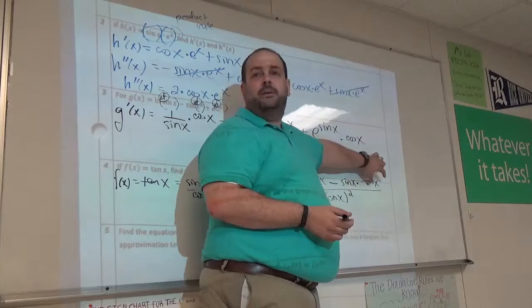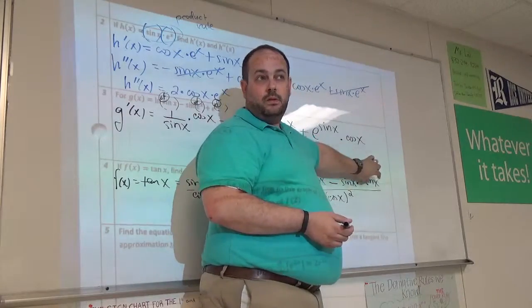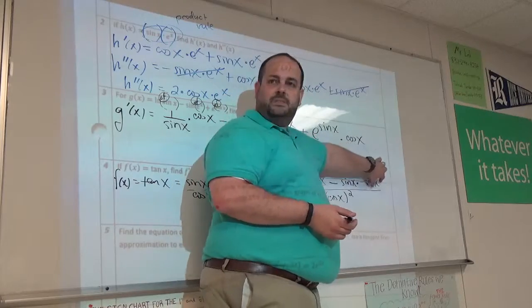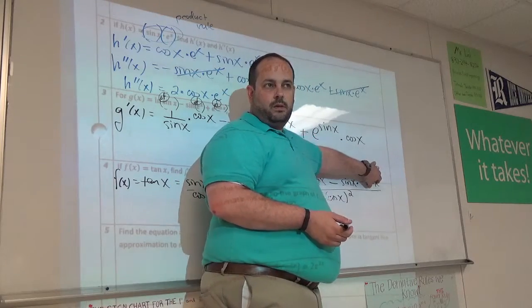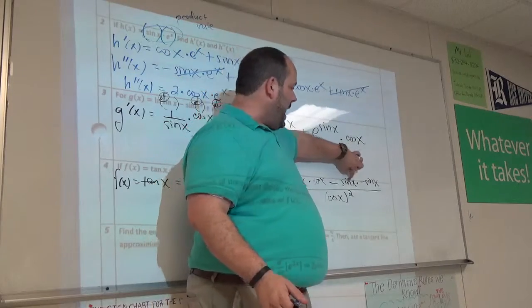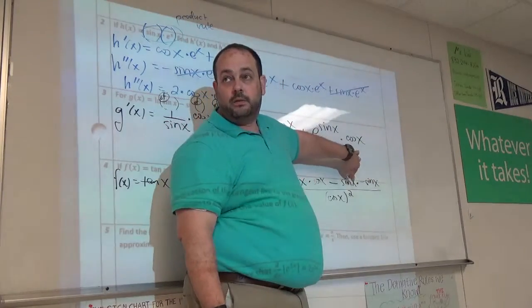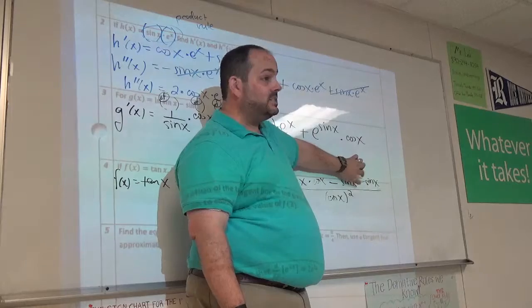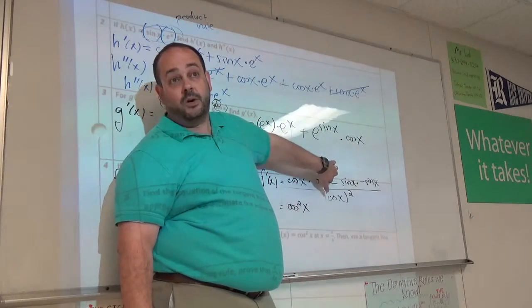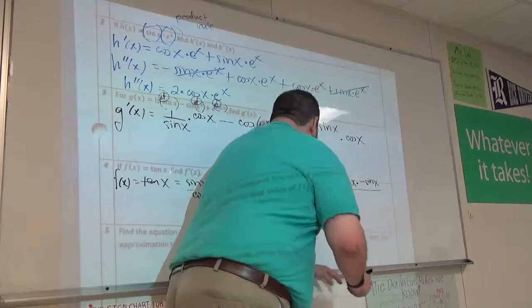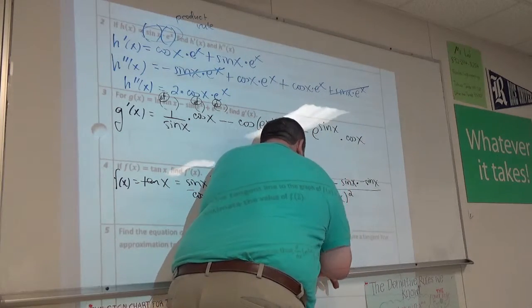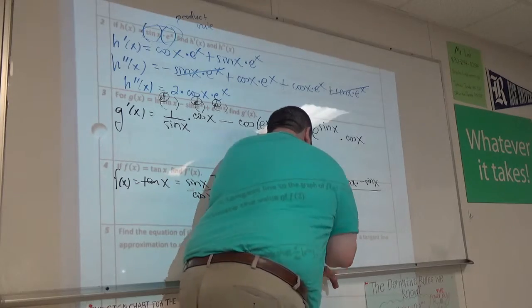Minus sine of x times negative sine of x. Not negative 2 sine. Negative sine squared of x. I agree that there's a sine squared. I agree that it's a negative sine squared. But we are subtracting that negative sine squared of x, so plus sine squared of x over cosine squared of x.